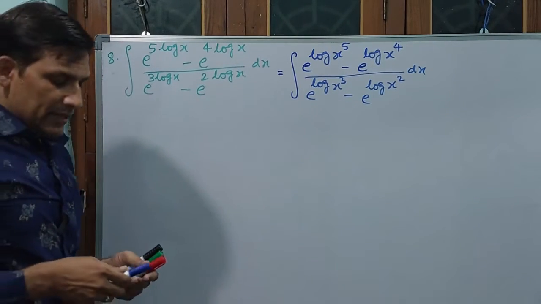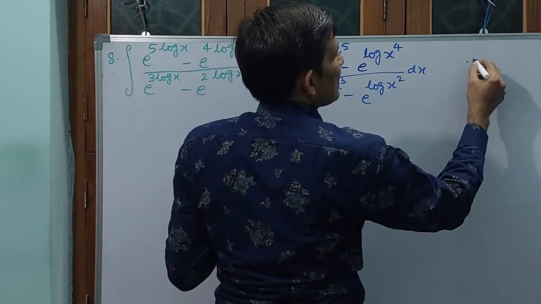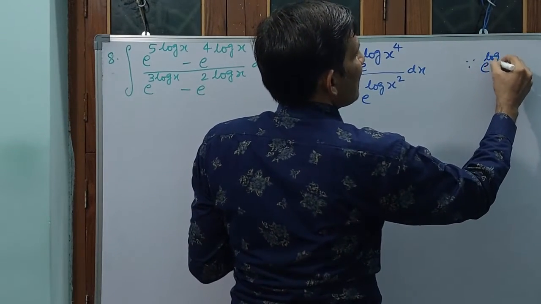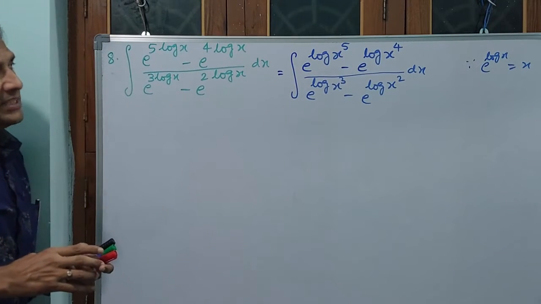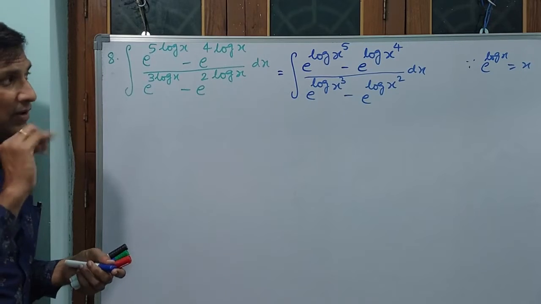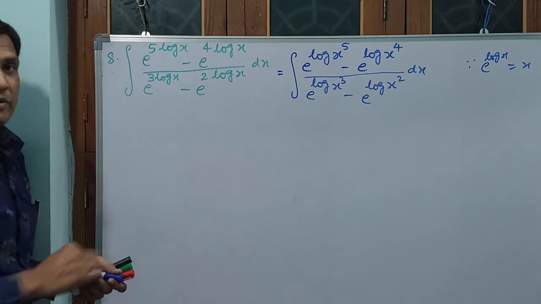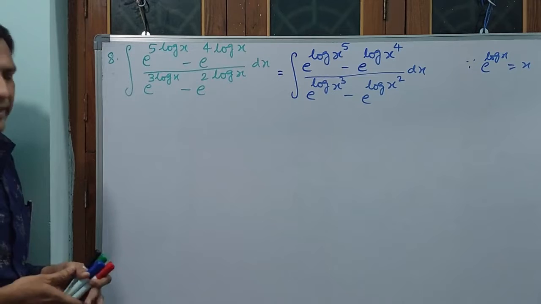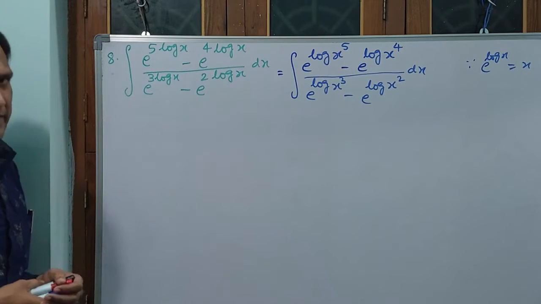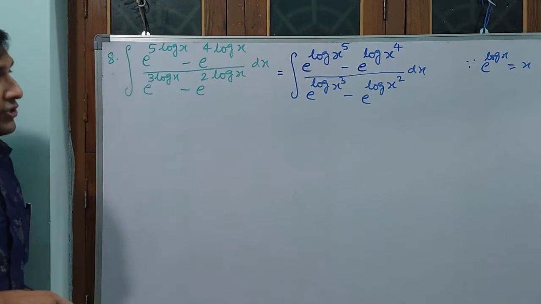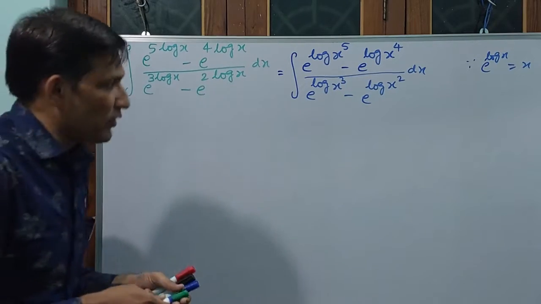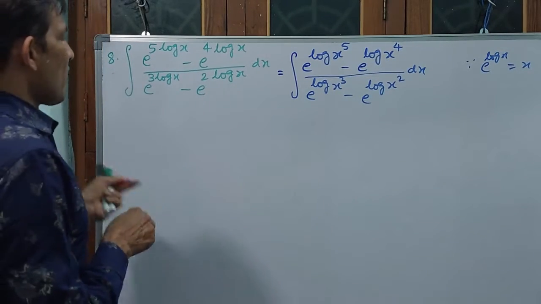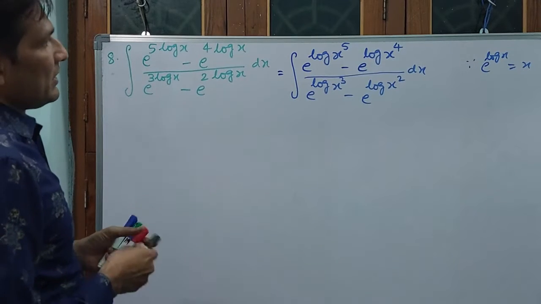Now I want to write another thing. One formula here I am writing. What is that? e power log x is equal to x. e and log both are going to get cancelled out by each other, and x will come. You understand that formula or property, e power log x is equal to x. Based on this, e power log x to the power of 5 means you consider x to the power of 5 as x, then x to the power of 5 is going to come.